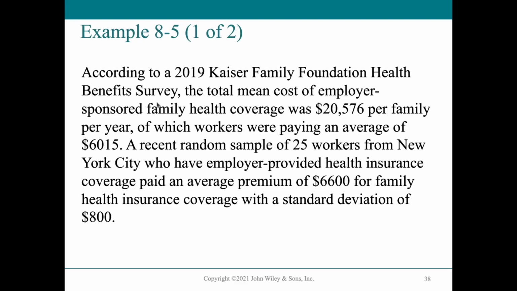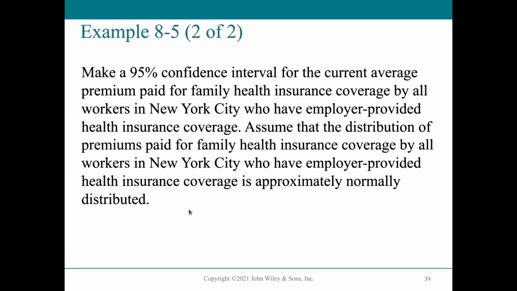This is according to a 2019 Kaiser Family Foundation Health Benefits Survey. The total mean cost of employer-sponsored family health coverage was $20,576 per family per year, of which workers were paying an average of $6,015. A recent random sample of 25 workers from New York City who have employer-provided health insurance coverage paid an average premium of $6,600 for family health insurance coverage with a standard deviation of $800.